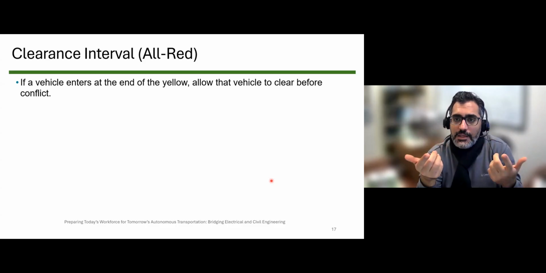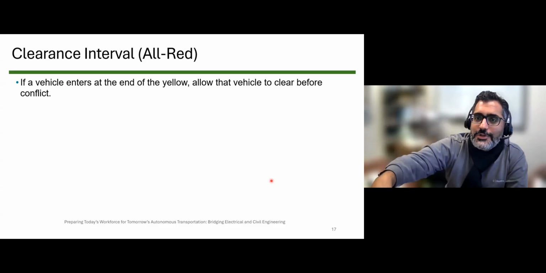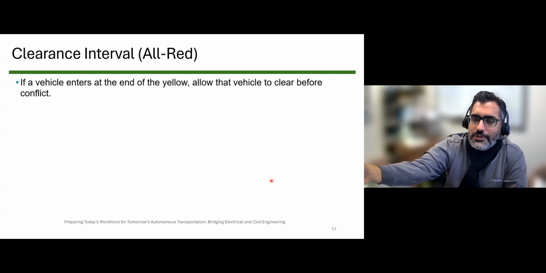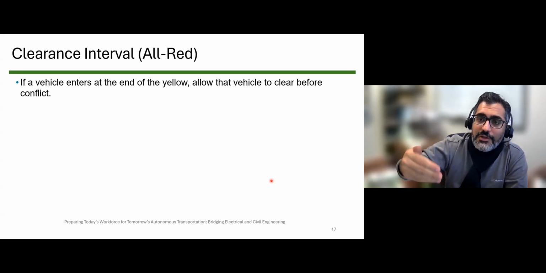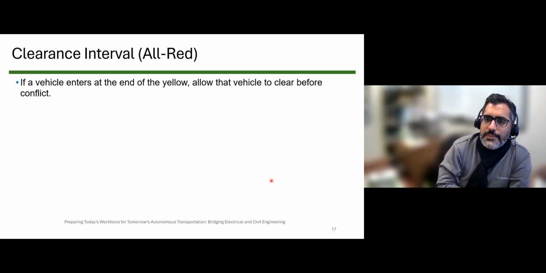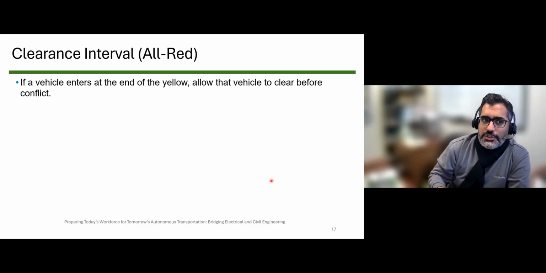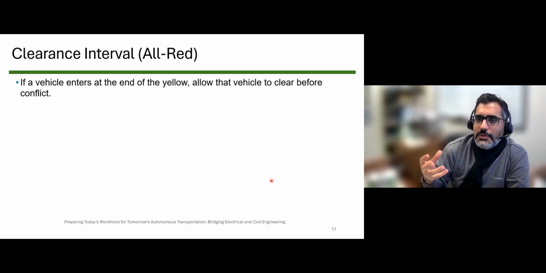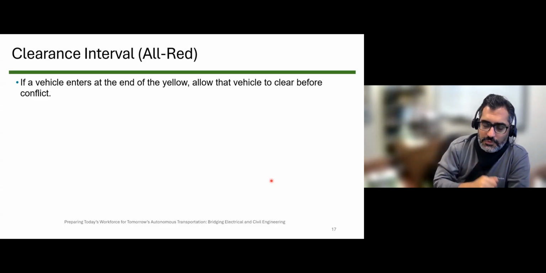So you can see that there is a potential hazard in the intersection. There's a red light runner, right? So we will remove that possibility of a crash if there is a red light runner by introducing this clearance interval, or all-red interval. So that is where the name comes from. We want to clear the intersection before the opposing vehicles get into the intersection.